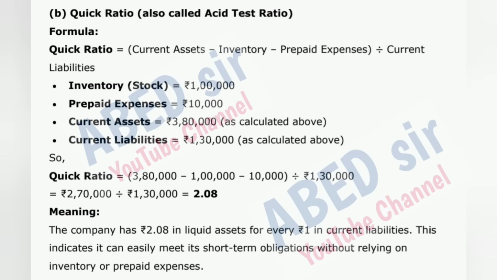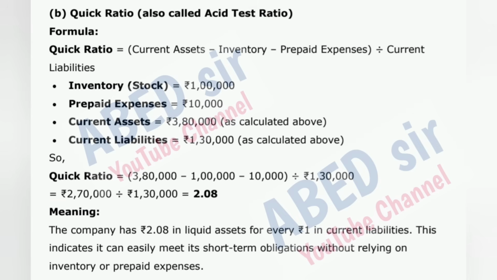B. Quick ratio, also called acid test ratio. Formula: quick ratio is equal to current assets minus inventory minus prepaid expenses divided by current liabilities. Inventory, stock, is equal to 1 lakh rupees. Prepaid expenses is equal to 10,000 rupees. Current assets is equal to 3,80,000 rupees as calculated above. Current liabilities is equal to 1,30,000 rupees as calculated above.